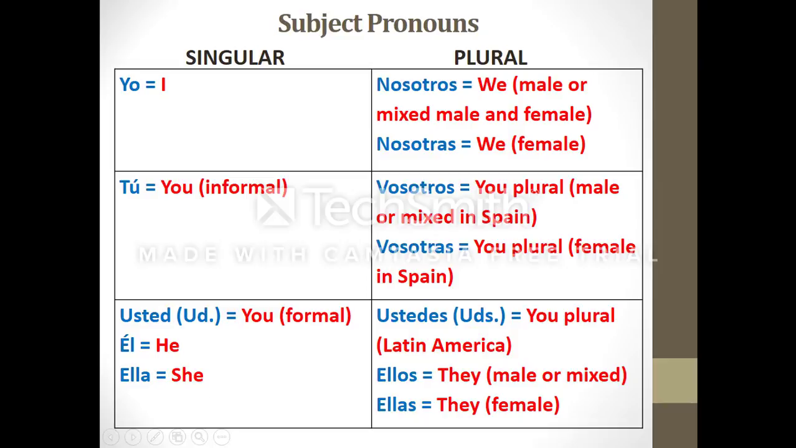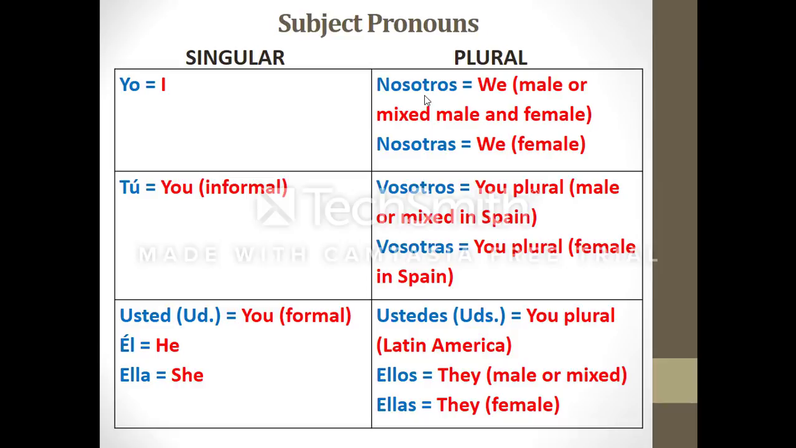Okay? On this side of the chart is plural. So if more than one person is talking or being spoken to, then you would use these plural subject pronouns. Okay? So quickly, nosotros means we. But it's we if it's a group of all boys or mixed boys and girls. Nosotras is used if it's a group of girls talking about themselves. You would only use nosotras if it were all females.